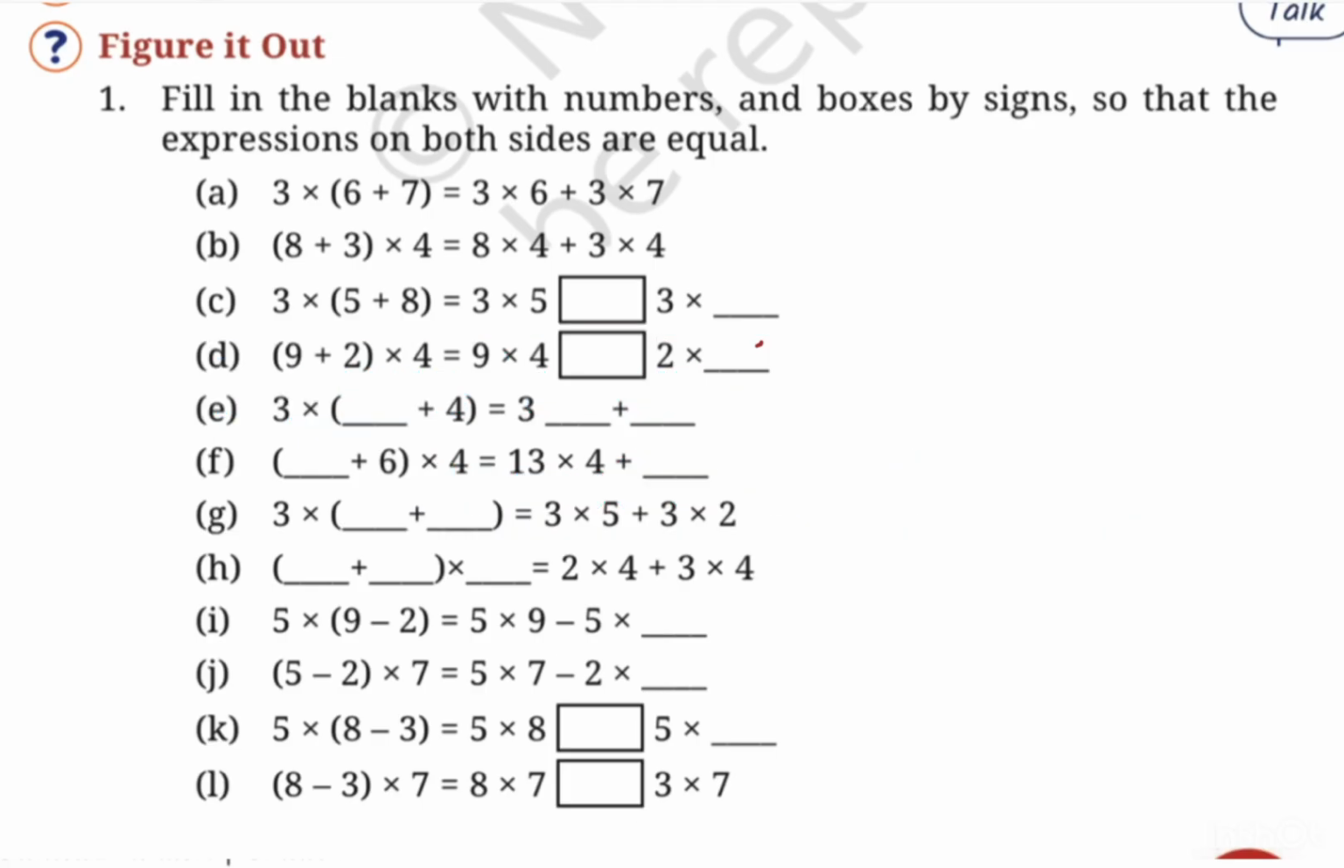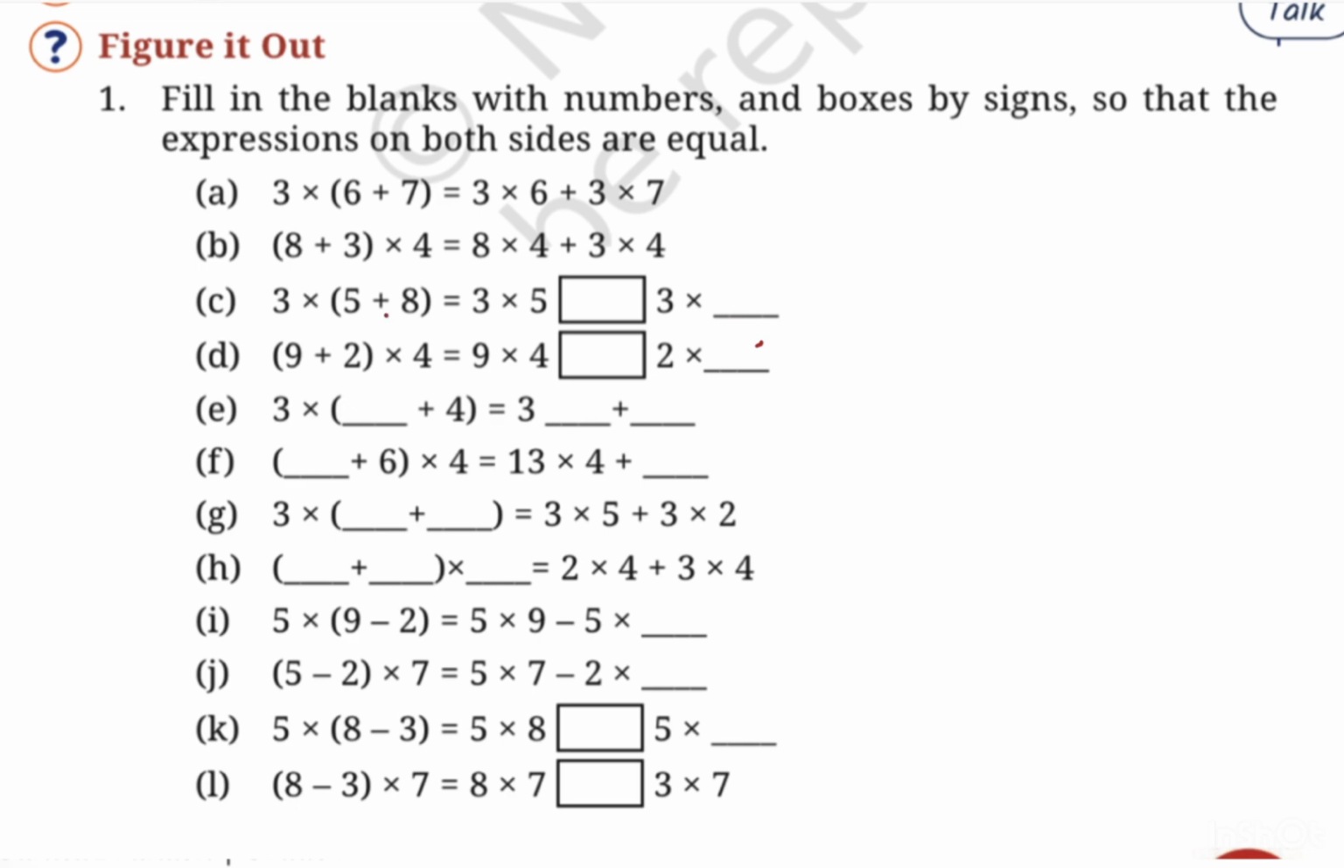Let's do some problems. Figure it out and fill in the blanks with the numbers and boxes by sign so that the expressions on both sides are equal. First one is given as 3 into 6 plus 7, which is equal to 3 into 6 plus 3 into 7. Next one is 8 plus 3 into 4 is equal to 8 into 4 plus 3 into 4.